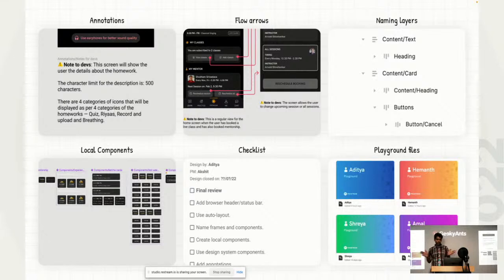It also helps you with changing a lot of requirements on the go. So let's say that you built a whole flow, but the PM suddenly says, let's change the color, or let's change this particular thing. Instead of changing it at multiple places, if you're using a local component, it'll help you change everything at once.